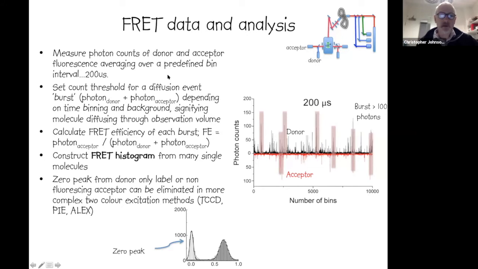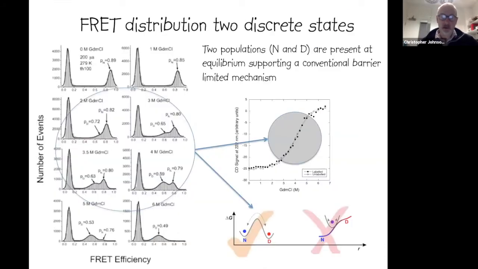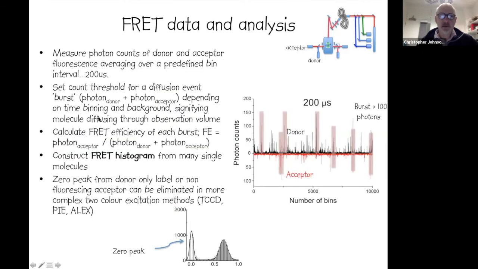And then what we have to do is set a threshold for an event. What we're imagining is we're looking at the signal, and in these periods where we have very low signal, there are no molecules diffusing through our confocal observation volume. When a molecule does pass through, we get a burst of photons. We define this burst of photons with some threshold, and that burst level will depend on various things such as your time binning and your background.